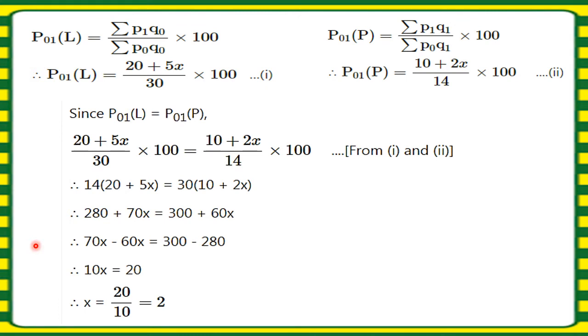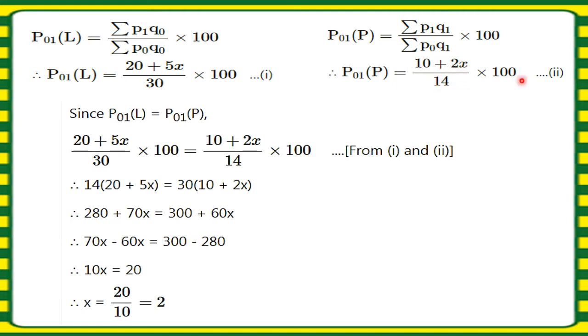Now using the quantities obtained in the table, we will write Laspeyres price index number, which is equal to sigma P1 Q0 divided by sigma P0 Q0 into 100. And substituting the values, P01 of L is equal to 20 plus 5x divided by 30 into 100. That is taken as equation number 1. Now, Paasche's price index number is given by sigma P1 Q1 upon sigma P0 Q1 into 100.